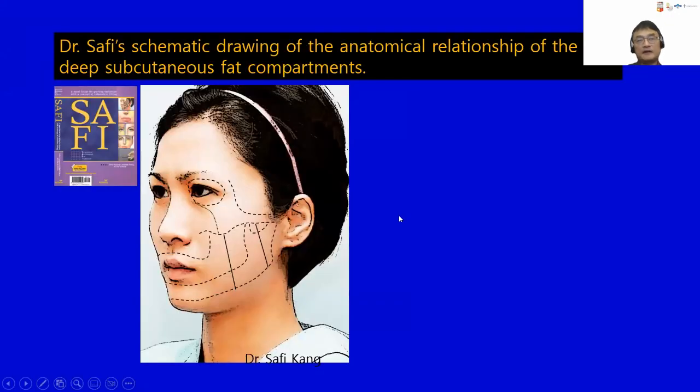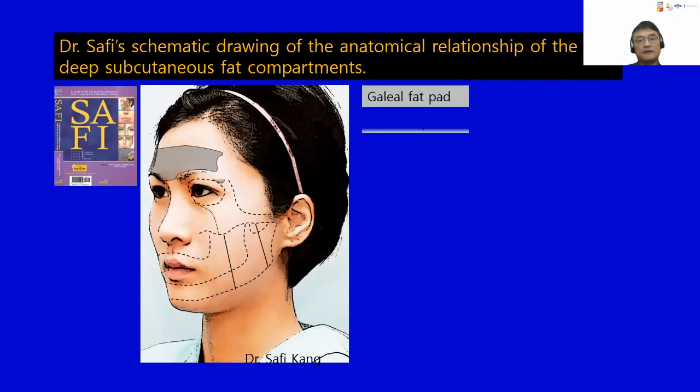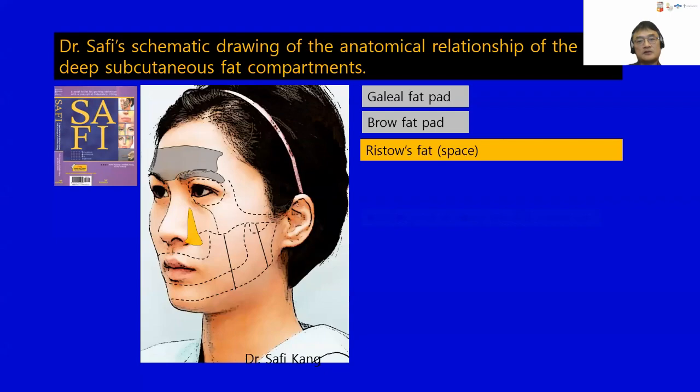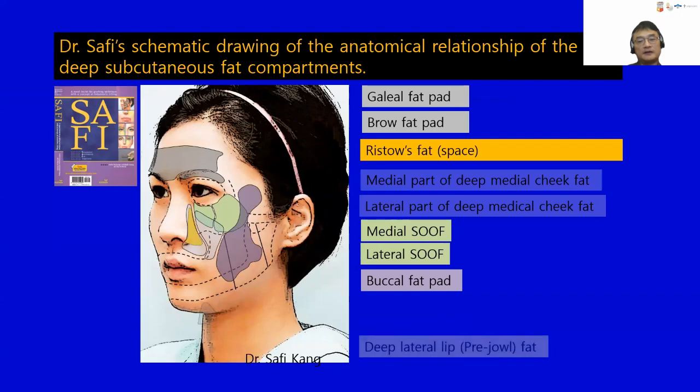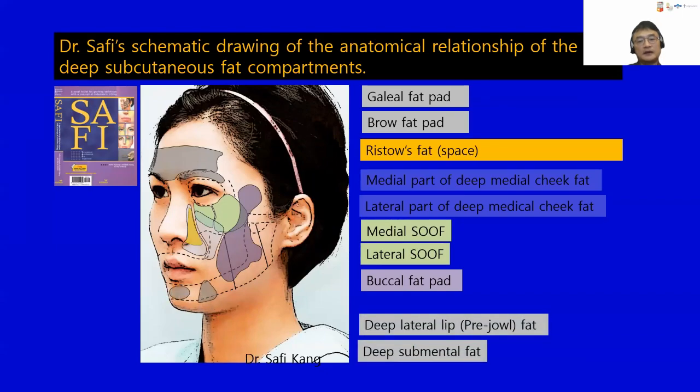Deep fat contributes to facial expressions and mastication abilities. Then you can see the deep fat: glabellar fat, brow and glabellar space, middle part of deep medial fat, lateral deep medial fat, cheek fat, then the middle, lateral, and buccal fat, and then deep lateral deep fat, and then deep submental fat. When we try to modify facial contour using fat or filler without any sagging appearance, this deep fat would be the most important target layer.